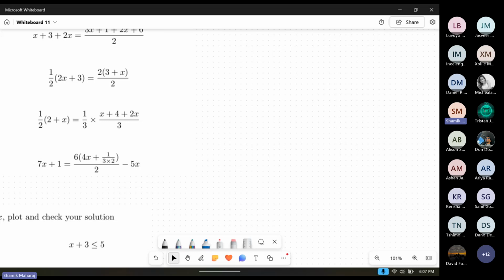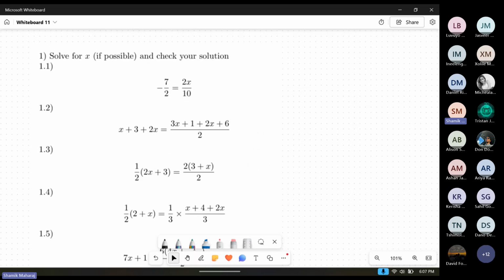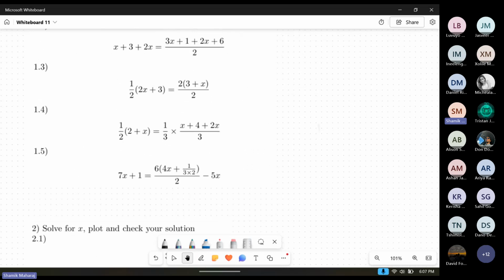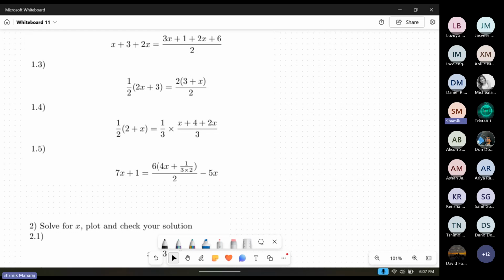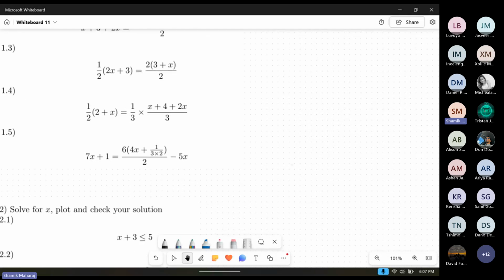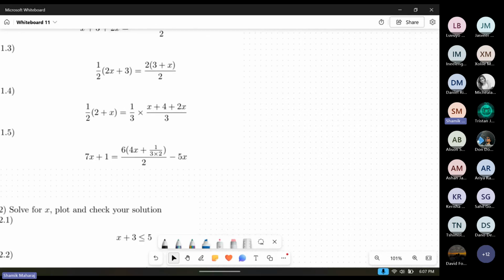Okay, so this is a solve for x, if I remember correctly. Yep, solve for x if possible and check your solution. So I think we looked at cases where we can get no solution or infinitely many solutions. And I'm sure some of these here will fit that criteria. But anyway, let's just do one randomly and see what we find.